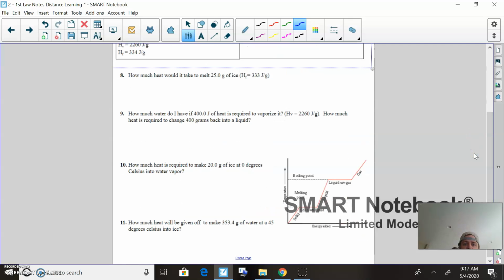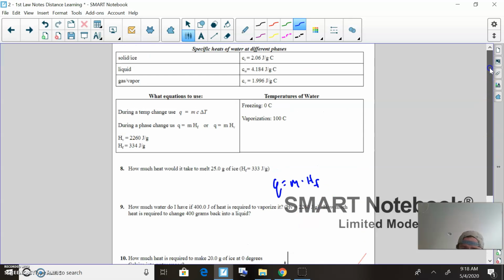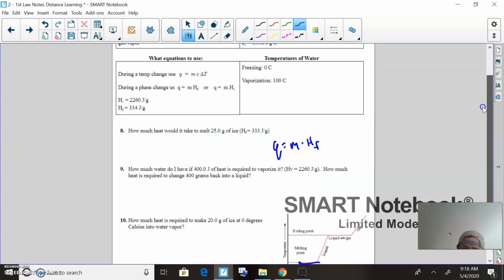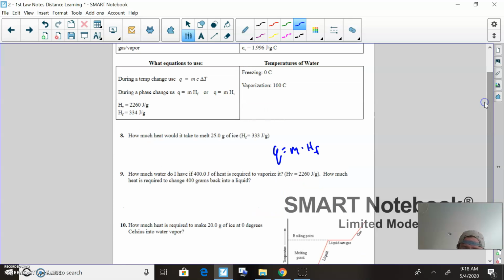So how much heat would it take to melt 25 grams of ice? Okay, so to melt, you're going to be losing, all right? So if I'm going to melt 25 grams of ice, I'm going to be going from here to here, all right? So you will just use Q equals M times HV there, all right? Now you're losing, so you've got to think about it. Well, is it positive or is it negative?